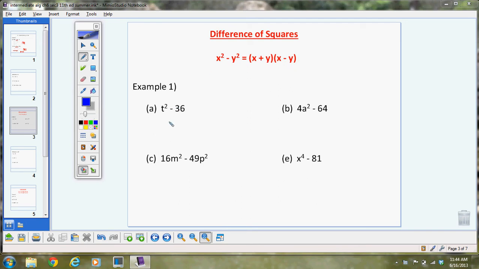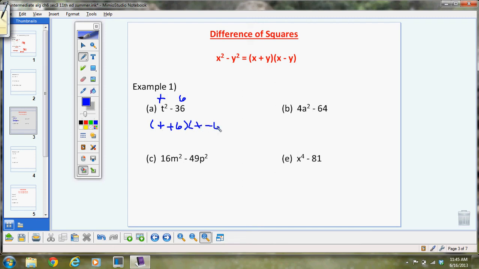Now let's actually look at that with a few problems. So you start on part A, t squared minus 36. I ask myself, can I take anything out? No. I only have two terms and it's a minus in the middle. If they're both perfect squares, then I can use the shortcut. Here they squared a t and here they squared a 6. So they are both perfect squares. So the answer to this would be t plus 6 times t minus 6.